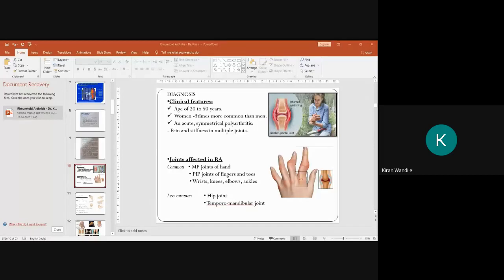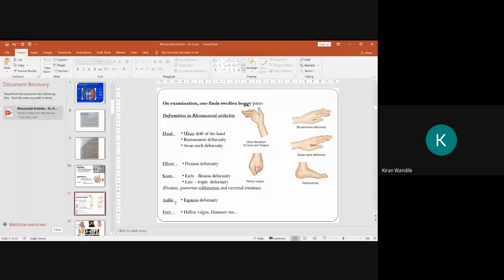So these synovial joints are affected by rheumatoid arthritis, as you know, because they attack the synovium. So you can find this type of picture, various deformities in rheumatoid arthritis. First is ulnar deviation of hand and fingers. Why is there an ulnar deviation of hand and fingers, which is called ulnar drift of the hand?